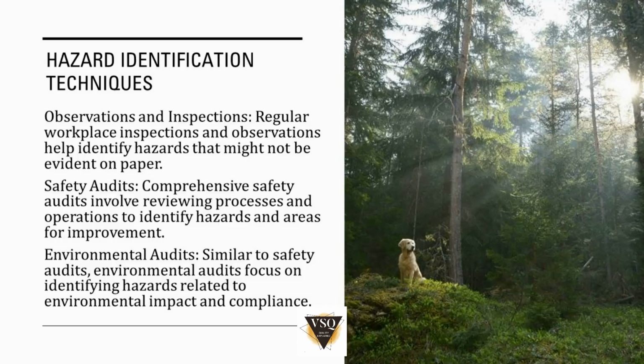Observations and inspections. Regular workplace inspections and observations help identify hazards that might not be evident on paper. Safety audits. Comprehensive safety audits involve reviewing processes and operations to identify hazards and areas for improvement. Environmental audits. Similar to safety audits, environmental audits focus on identifying hazards related to environmental impact and compliance.